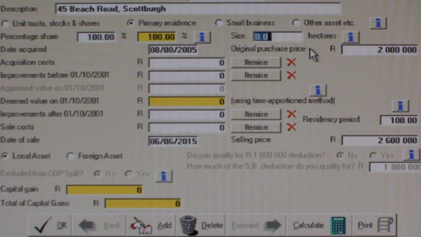Okay, we have no gain because of the 2 million rand primary residence exclusion on the profit of a primary residence. The profit is only 600,000 in this case, and the 2 million rand exclusion means there's nothing in the profit to go for capital gains tax. I just want to draw your attention to this field here, where we can enter the size of the property. I'm going to enter a size of 3 hectares and see what happens to the gain.